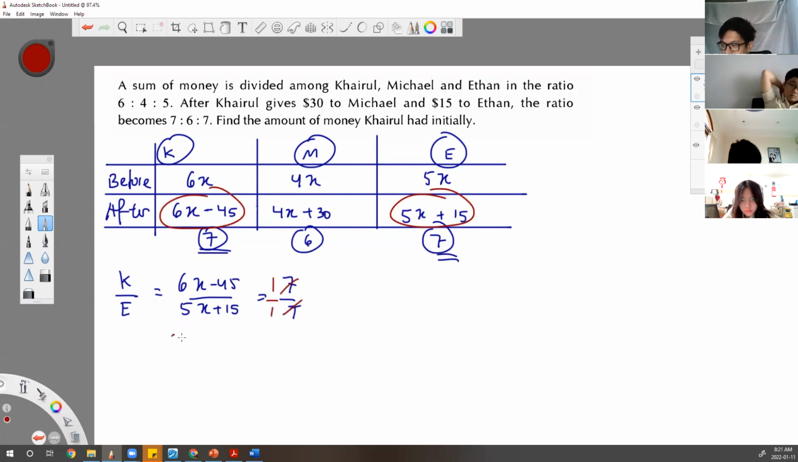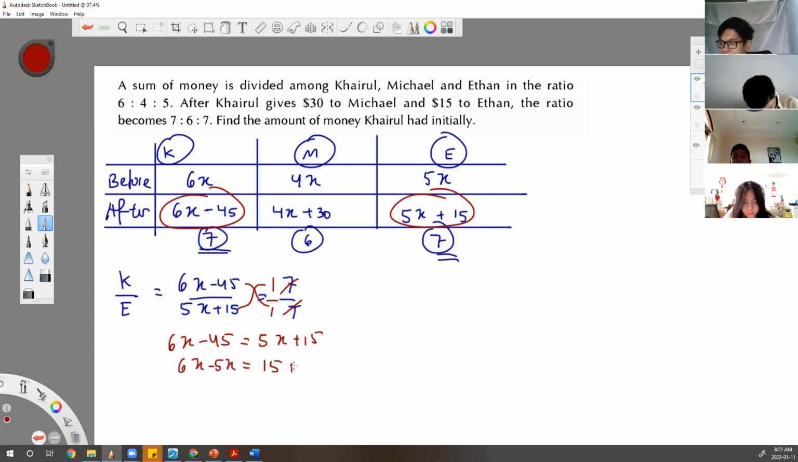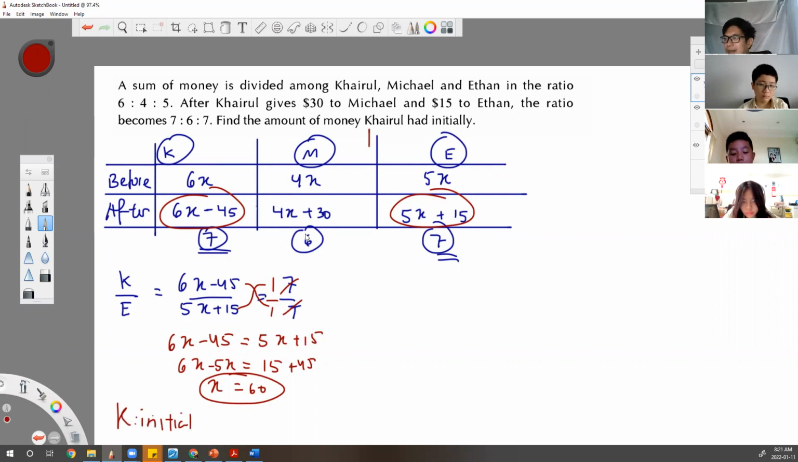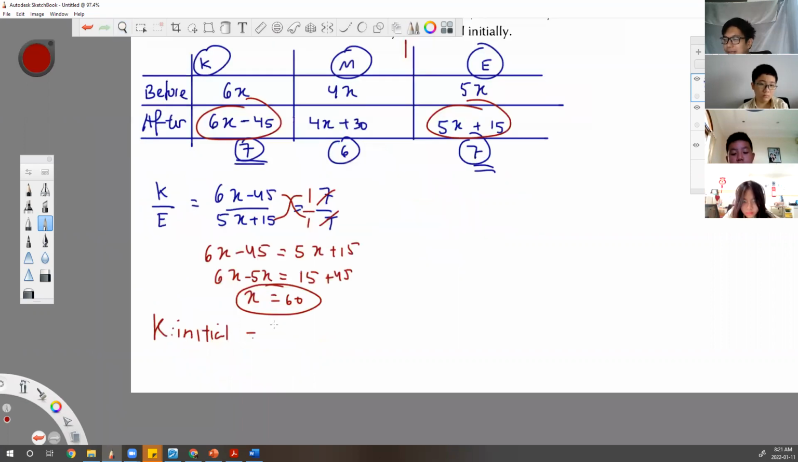Jadi 6x minus 45 equals, so you don't have to multiply anymore. Karena multiply by 1, right? Equals 5x plus 15. Pindahin ke sebelah kiri, 6x minus 5x equals 15 plus 45. Gitu. Jadi x equals 60, right? Yang ditanya apa? Khairul berapa? Initialnya 6x. Jadi Khairul initial money, initial amount of money equals 6x. 6 times 60. So $360.